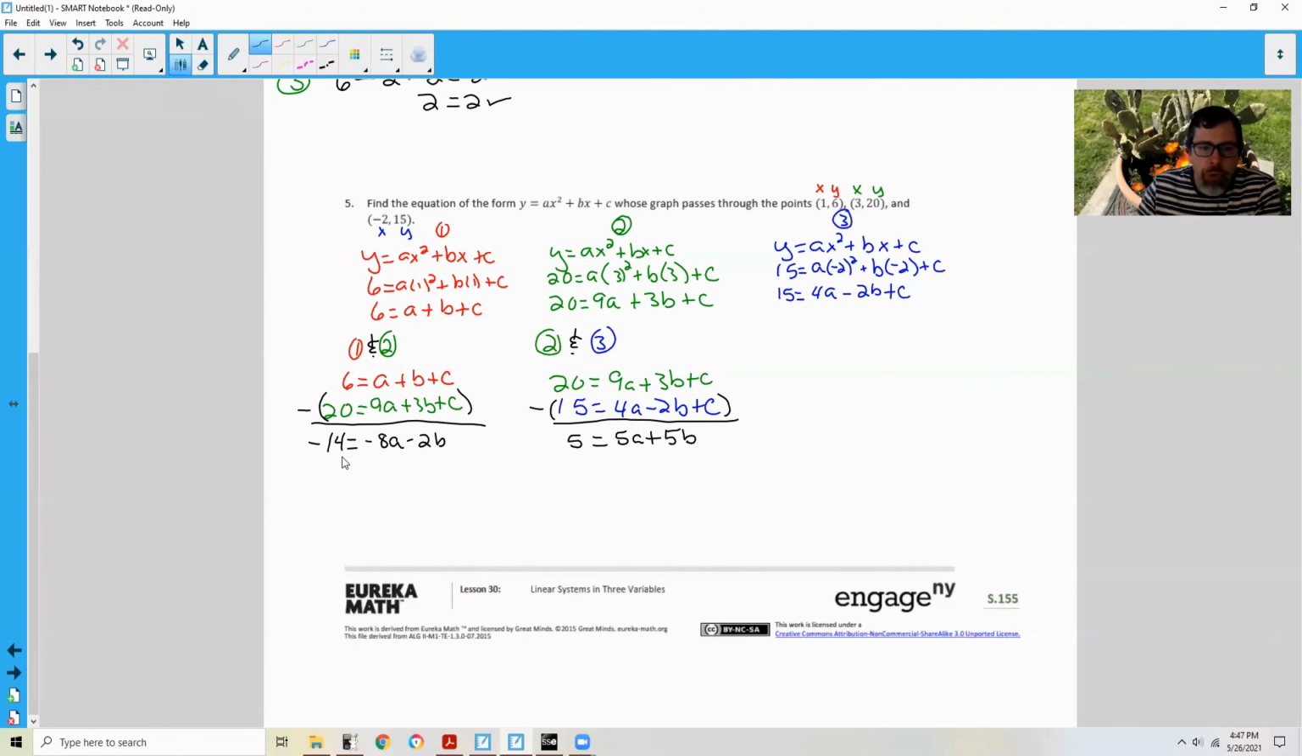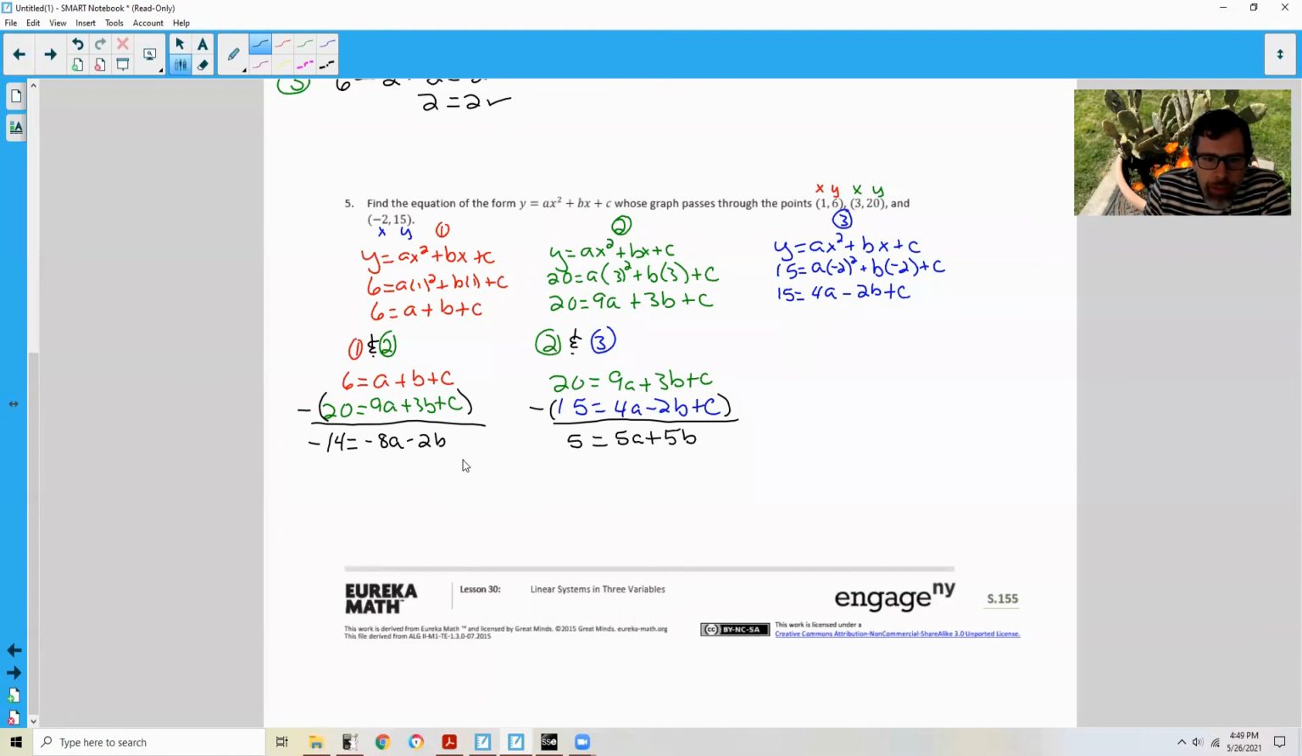Okay, so we have negative 14 equals negative 8a minus 2b, and 5 equals 5a plus 5b. Hopefully you remember what to do now. We take these two equations and put them together, and we multiply by something that will cancel a or b. So I'm going to write, let's use purple, just so we can see the difference. Negative 14 equals negative 8a minus 2b. And 5 equals 5a plus 5b. 2 and 5 are not the same or opposite. 8 and 5 are not the same or opposite. So I'm going to do multiples of each.